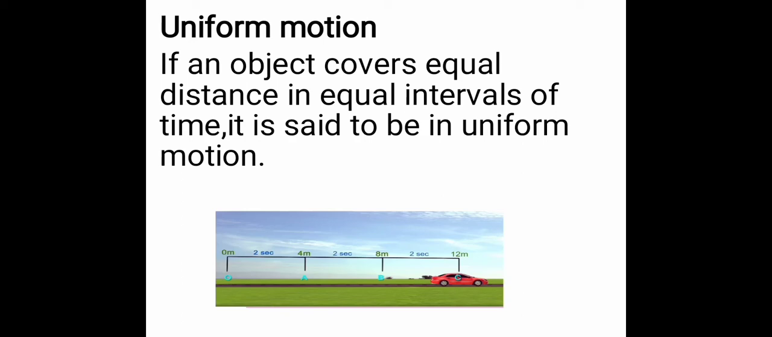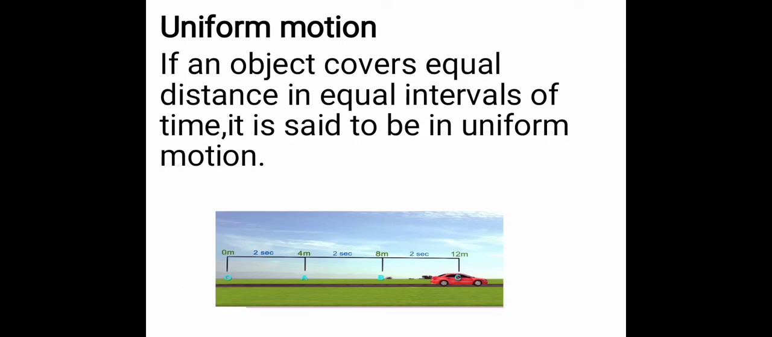What do you mean by uniform motion? Look at the picture. A car starts from O and it moves to C. And in between, there are 2 points, A and B. Now, when the car starts from O and reaches A, the distance covered is 4 meters and the time taken to cover this distance is 2 seconds. And again from A to B, the distance is 4 meters and the time is 2 seconds. Again from B to C, the distance is 4 meters and the time is 2 seconds. It means that the car has moved in a uniform motion.